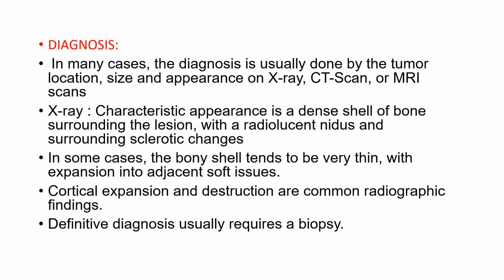Coming to diagnosis, in many cases the diagnosis is usually done by the tumor location, size and appearance on X-ray, CT scan or MRI scans. In X-ray, the characteristic appearance is a dense shell of bone surrounding the lesion with a radiolucent nidus and surrounding sclerotic changes. In some cases, the bony shell tends to be very thin with expansion into adjacent soft tissues. Cortical expansion and destruction are common radiological findings. Definite diagnosis usually requires biopsy.